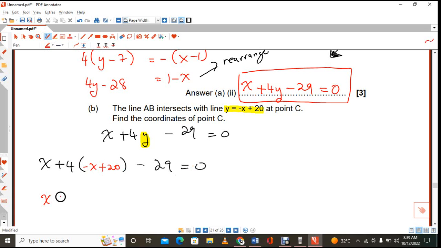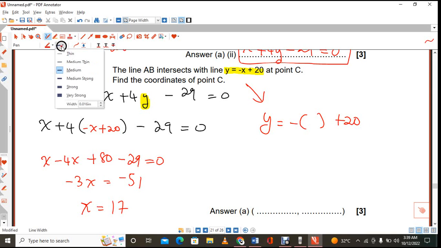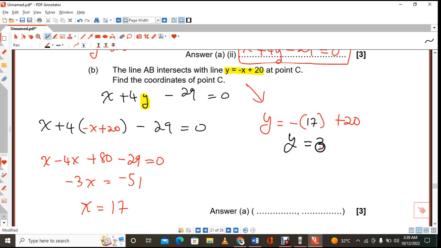So that's going to be x minus 4x plus 80 minus 29 equals 0. This is going to allow me to solve for x. And if I do that, I'm going to eventually end up with minus 3x equals minus 51, where x is nothing but 17. Now if I go back to this equation, I know that x is 17, so the value of y is going to be 3. So the coordinate of C is going to be 17 for my value of x and 3 for my value of y.